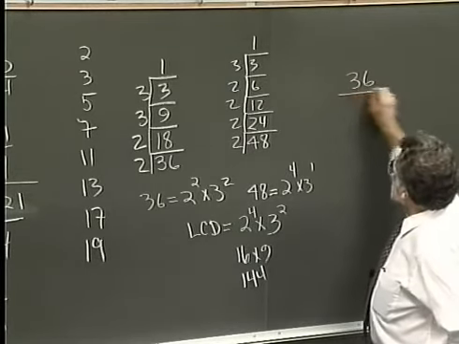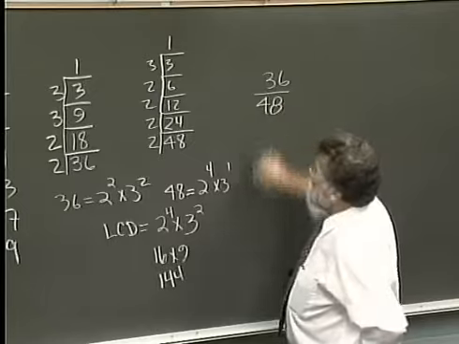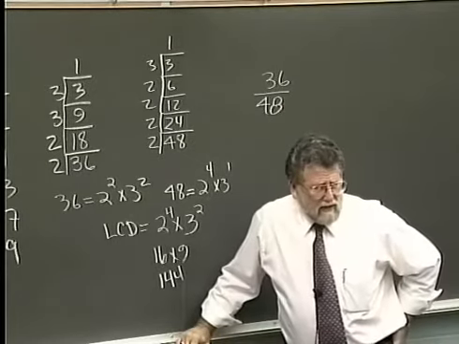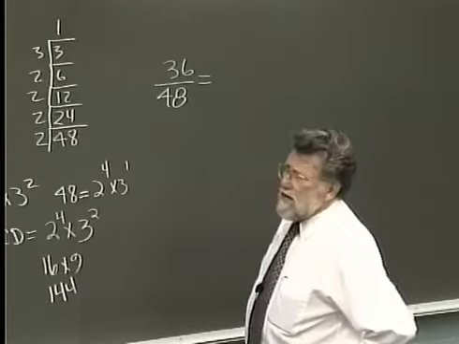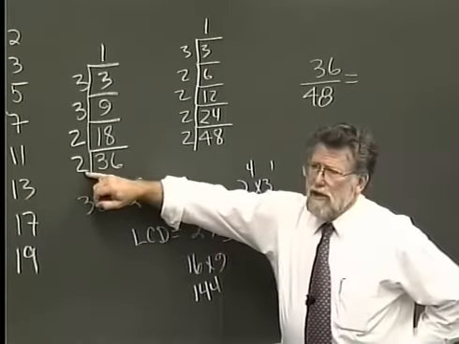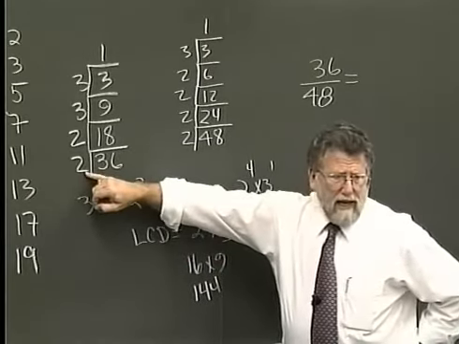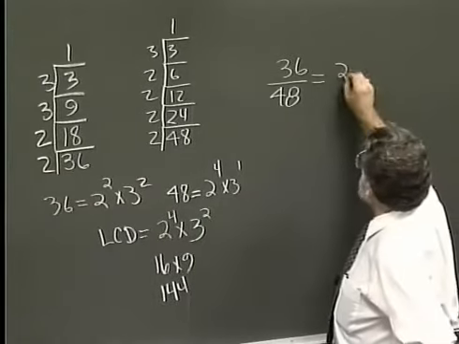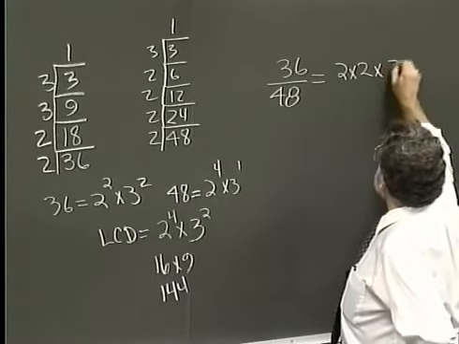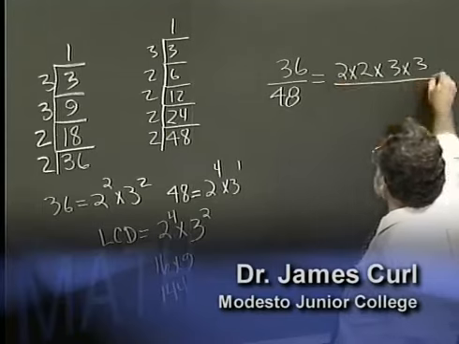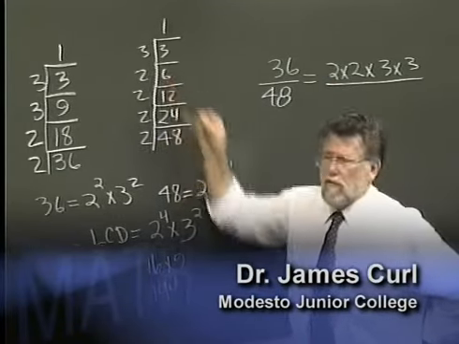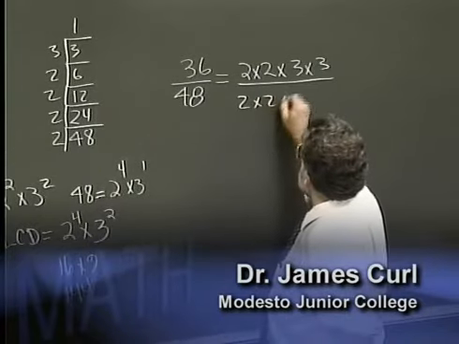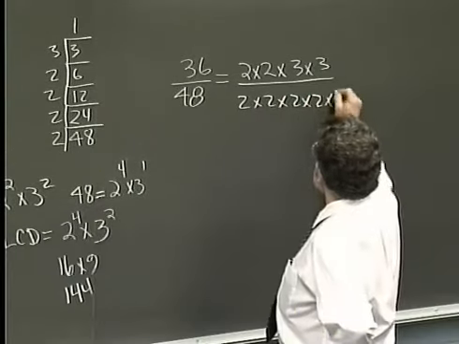Now, 36 over 48, I want to reduce it. Most of you are familiar with the canceling concept. I'm not going to use it here. I'm instead going to write my 36 using these primes that I had. But I'm not going to do it with exponents. I'm just going to write 2, 2, 3, 3 multiplied together. Then I'm going to write my 48, which involved 4 2s. So that's 2 times 2 times 2 times 2 times 3.